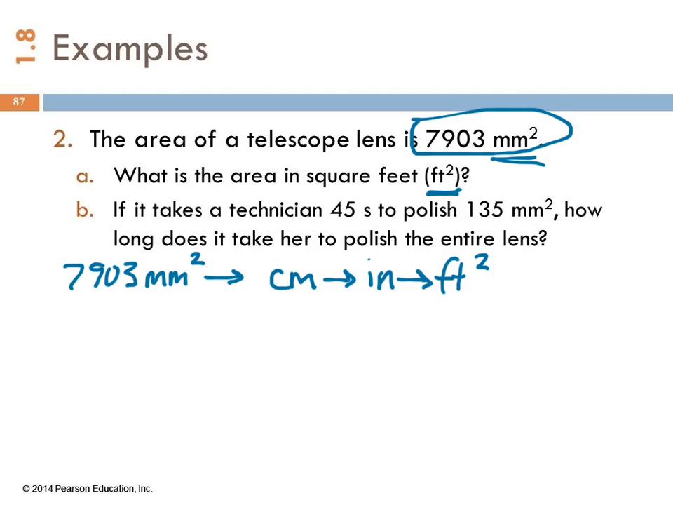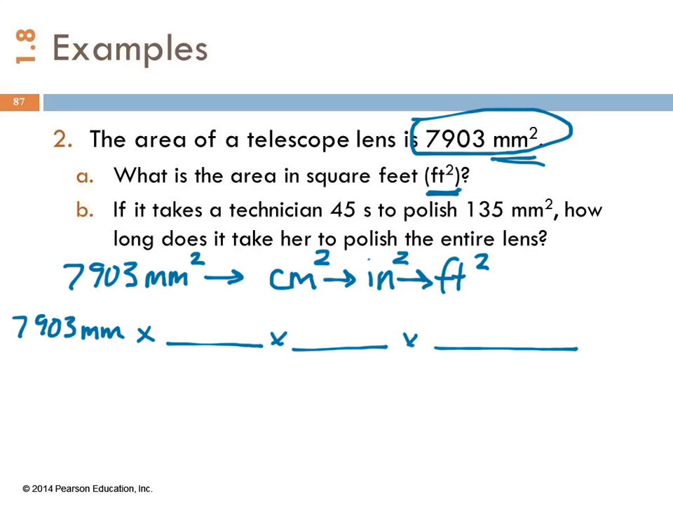So we're going to go millimeters squared to centimeters squared to inches squared to feet squared. But we're going to ignore the square at first. So we've got 7,903 millimeters, and we're going to have how many fractions? 3, because we have 3 arrows. Millimeters to centimeters to inches to feet.